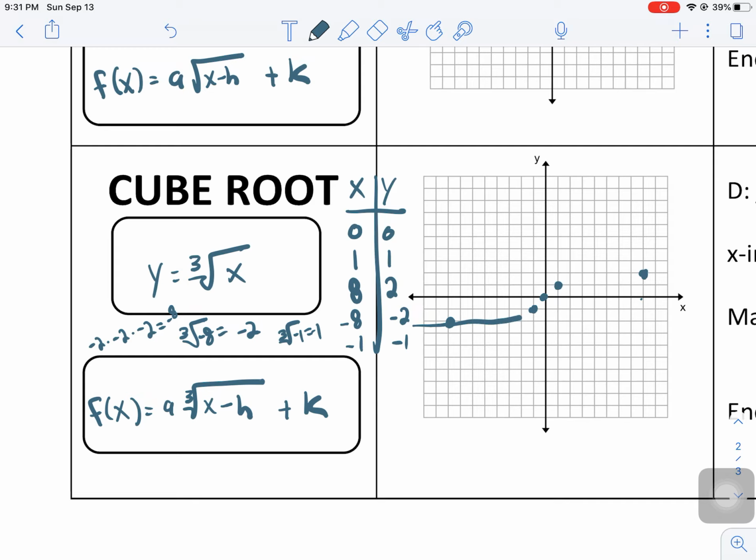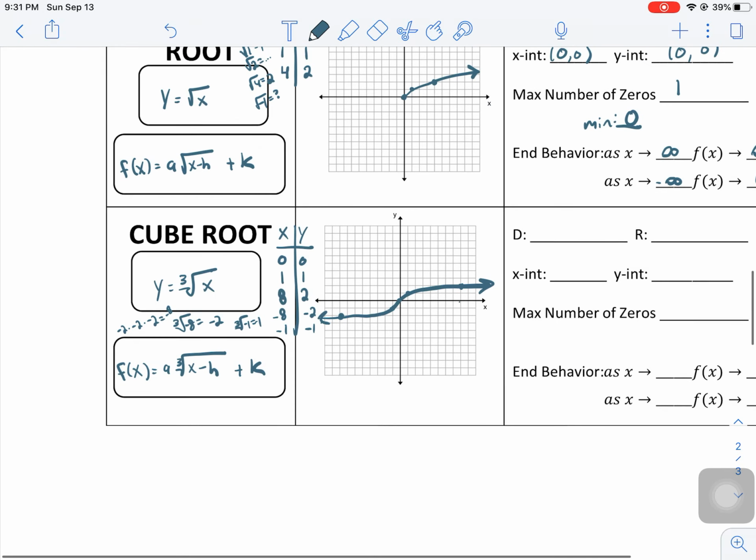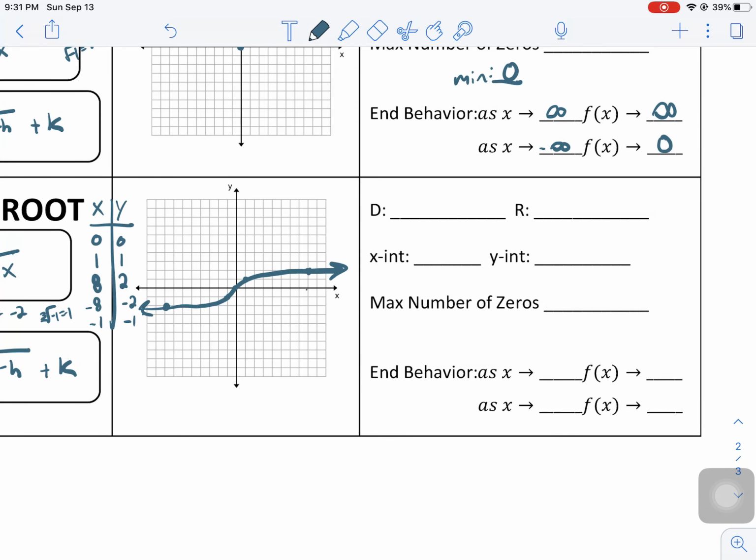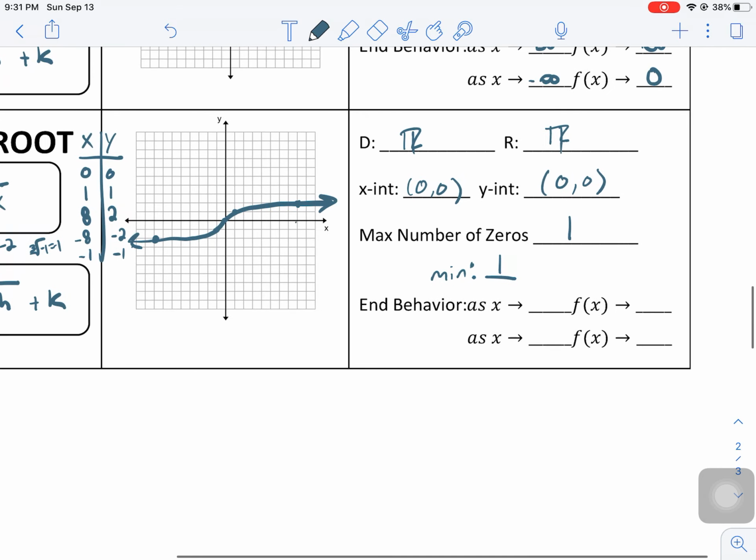Okay? So what this graph should look like is it should look like the cube root graph flipped on its side. As we go through the domain and range here, the domain, all real numbers. Range is also all real numbers. The x-intercept is (0, 0). The y-intercept is (0, 0). The max number of zeros here is 1. The minimum number of zeros here is still 1. Okay? End behavior, as x goes to positive infinity, y goes to positive infinity. And as x goes to negative infinity, y goes to negative infinity.